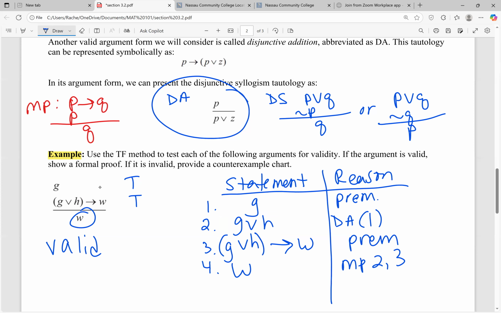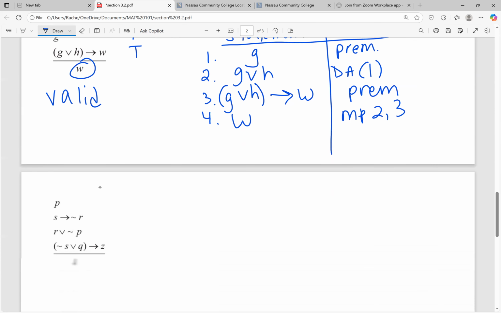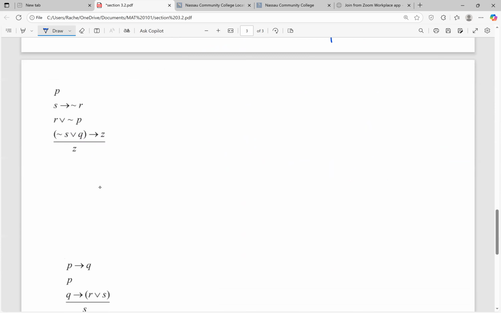So these take practice, they really do. Once you do enough of them, you really get the hang of it and you know what to look for when you're going through these arguments. So let's do another one. So let's look at the next one. First, let's determine if this argument's valid or not. And then if it's valid, we'll construct a formal proof.